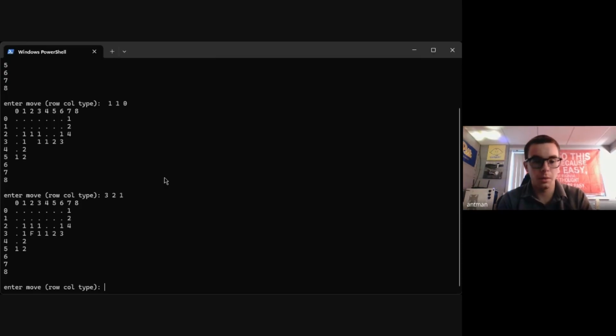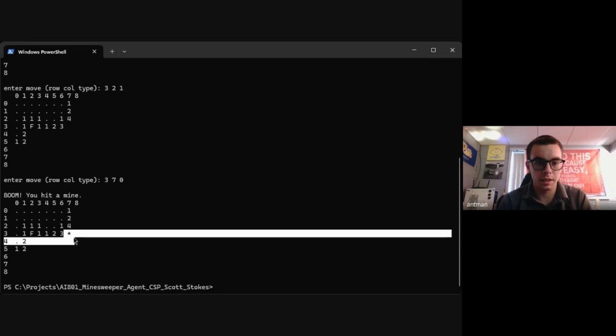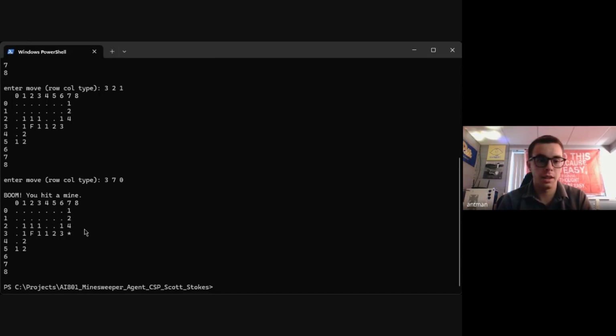If you win, it's automatic. It'll tell you working, but a fun thing happens if you do hit a mine, which there's easily a mine here on 3, 7. If you do this, 0 is for no safe space, 1 is for flag. You can see, boom, you hit a mine, which is right here, and the mines show up as stars. So that is the end of our presentation.